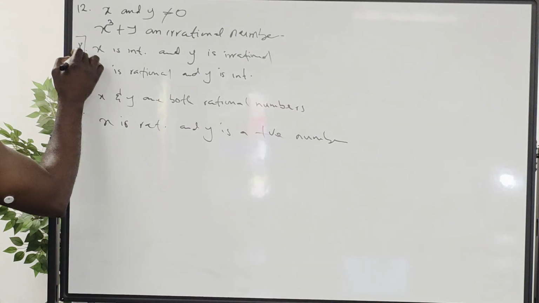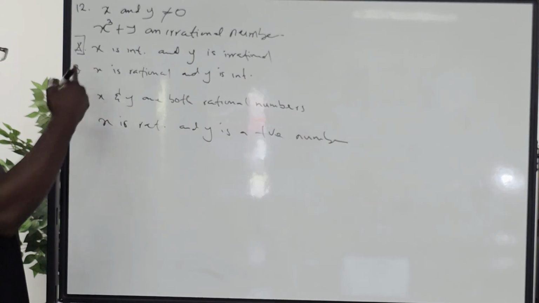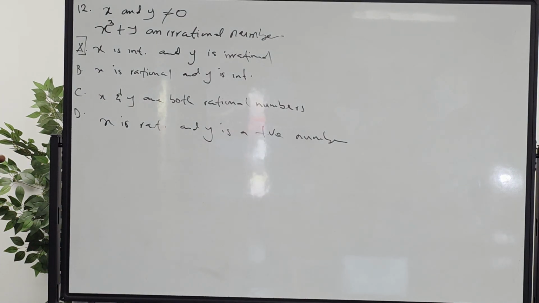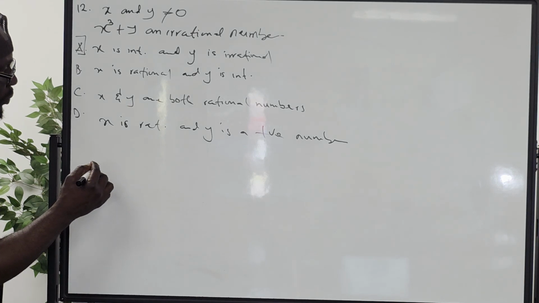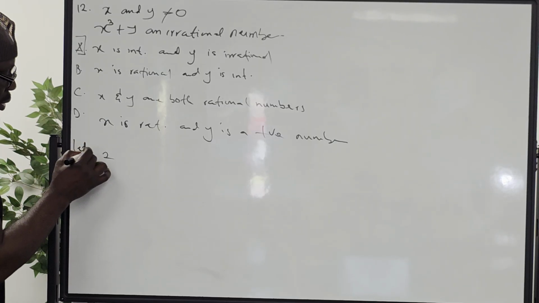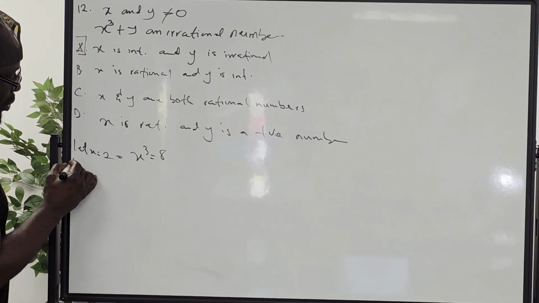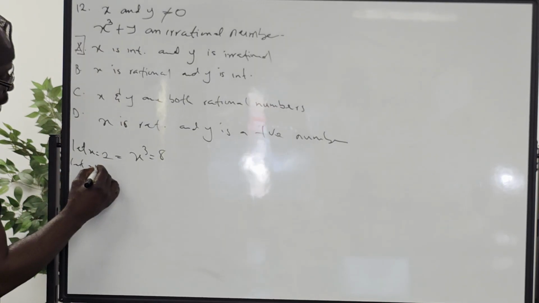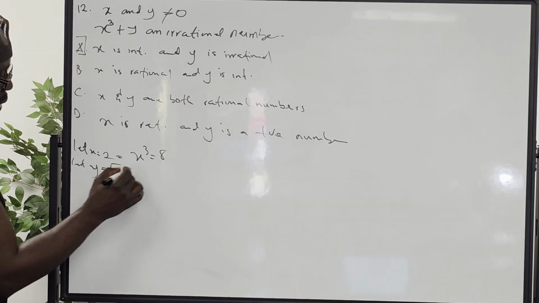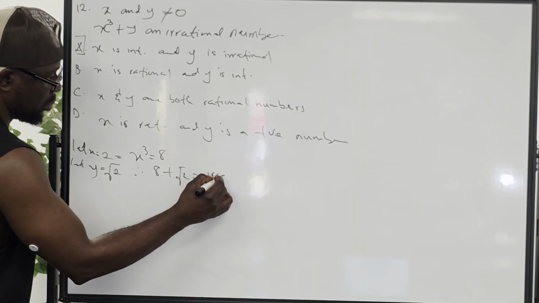The answer here is A, because x is an integer and y is irrational. When you add an integer and an irrational number together, you're going to get an irrational number. An example: let x equal 2, which means that x cubed is equal to 8. And let's say y is an irrational number, say the square root of 2. Therefore, 8 plus square root of 2 is going to be irrational.